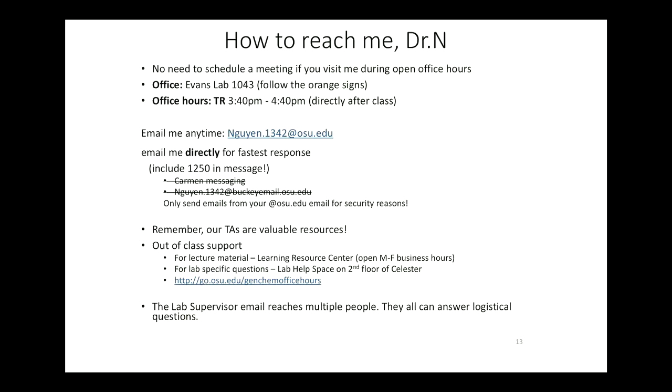Okay, other than office hours, you can email me directly, right here at this email. Don't use Buckeye Mail, don't use Carmen messaging. I hate those. And so if you want a fast response, don't use the things I hate. Yes. And then for security reasons, only send emails from your @OSU. And then also our TAs are very valuable resources.